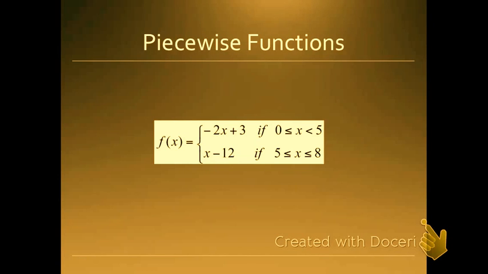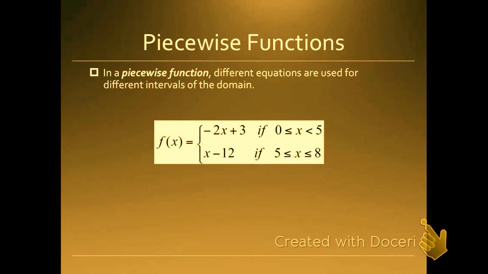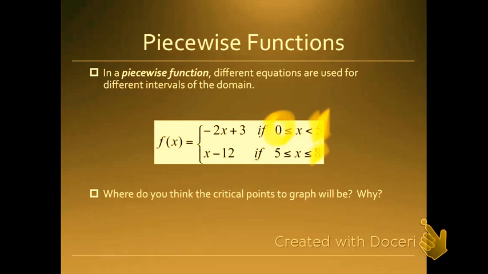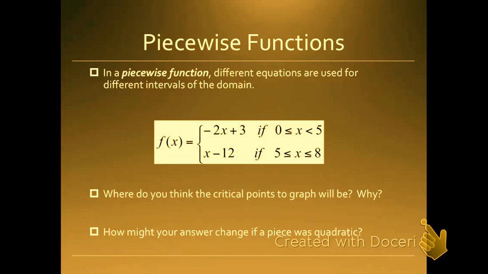Piecewise functions. We're going to define a piecewise function as different equations used for different intervals of the domain. So if we think about the critical points, what we should be looking at here are the transitions between those intervals. So we have a critical point at 0, 5, and 8. So those are important points of the graph that will help us get an accurate sketch of the graph. If you have a quadratic involved, you have to also think about where the vertex of the quadratic is. We could also have absolute value and look at the vertex of that as well.